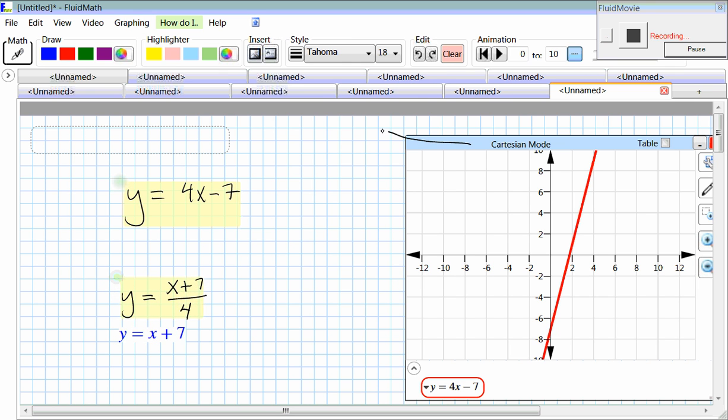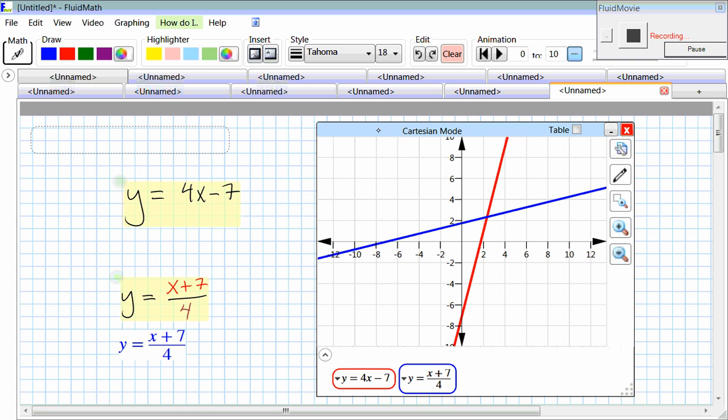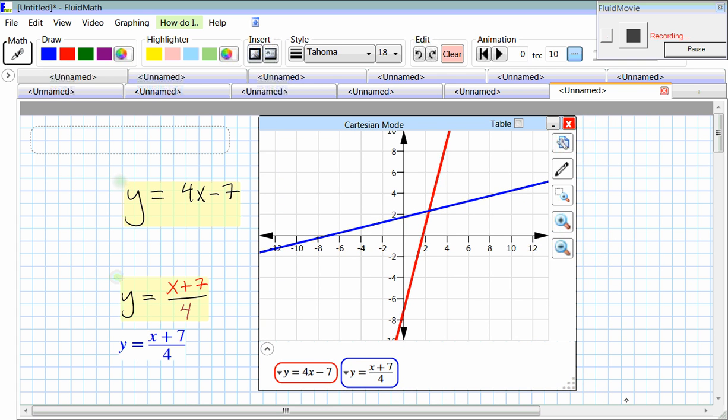All right, so taking a look. This function I have here, this 4x minus 7, is that a one-to-one function? Yeah, it sure is, because it passes the vertical line test and passes the horizontal line test. If I put this one on here, do you see these two graphs on your screen?